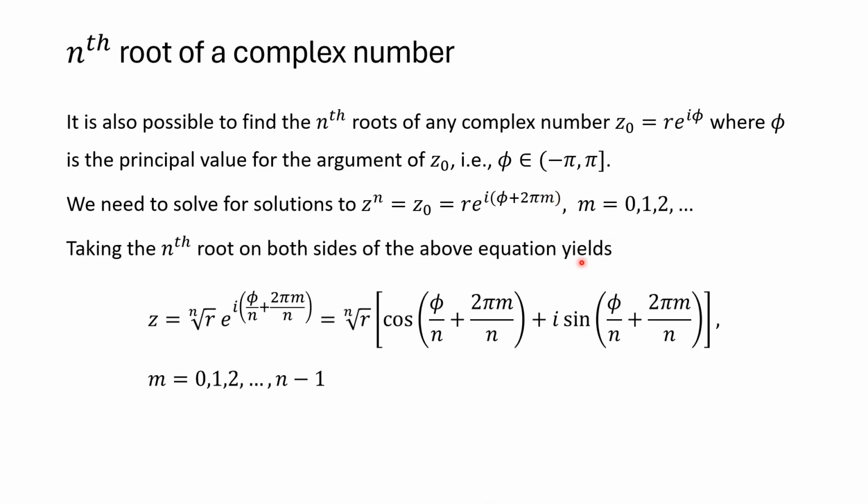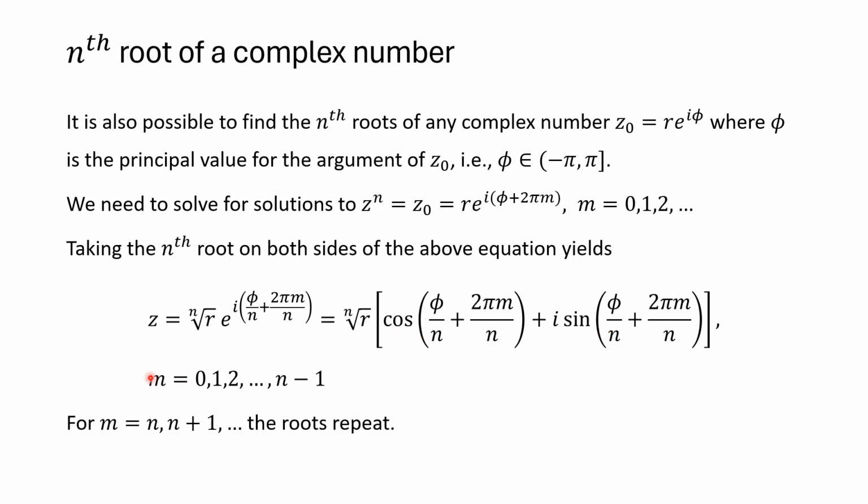We take the nth root on both sides. We get z equals the nth root of r e to the i times phi over n plus 2 pi m over n. And we can rewrite that using Euler's formula, as you see here, in terms of the cosine and sine.